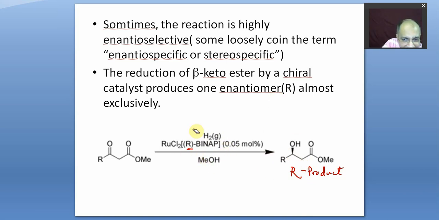The presence of this chiral catalyst favors the formation of one of the enantiomers, R, while the S product, where OH will remain below the plane and H will remain above the plane, is formed to a very, very negligible extent. H is not shown here.